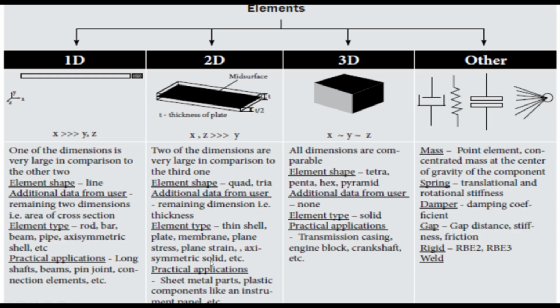And in practical cases where we are going to analyze sheet metal parts and plastic components with very minimum wall thickness, we are going to use the 2D elements in order to mesh such types of geometries.